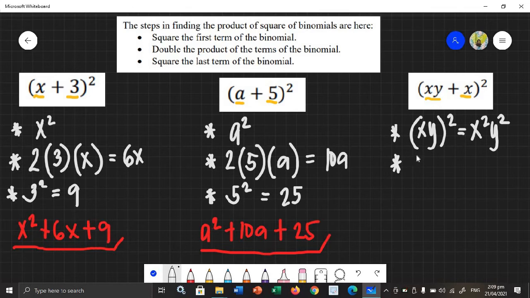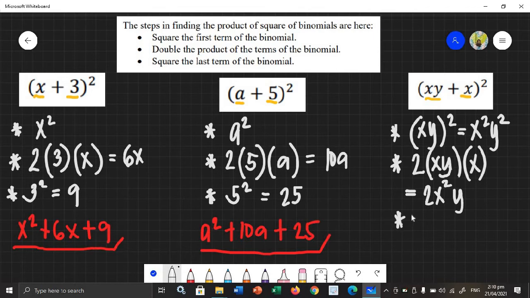And then, double the product of the terms of the binomial. So, we need to multiply 2 by xy and x. Sila kasi yung mga terms dun sa binomial. And this will result to 2x times x is x squared. Okay, and then y. So, double the product of the terms. We have 2x raised to the second power, or x squared y.